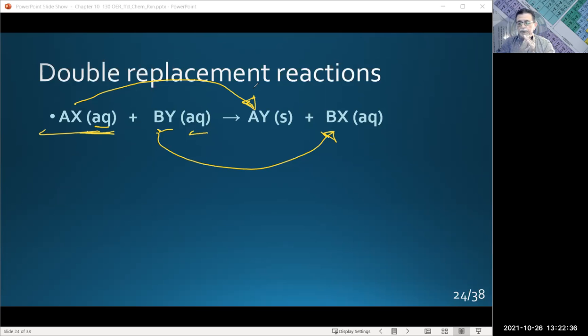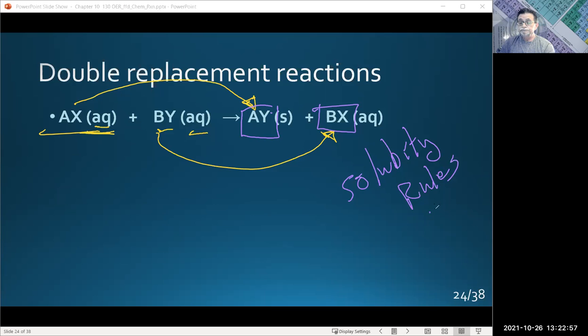Now, what drives this reaction is whether the products AY and BX are either soluble or not based on the solubility rules table. In order to have a positive reaction, one of these new products has to be insoluble. Basically, a precipitate falls down.